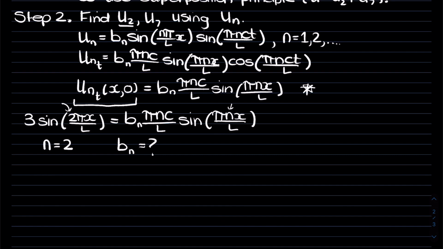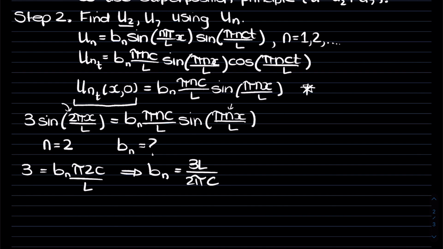If we divide by the sine function, we're just going to end up with 3 equals b of n pi n c over L, but here we've already said that n is 2, so I'll just write pi 2. So that is going to leave us with a b of n that is equal to 3L over 2 pi c.